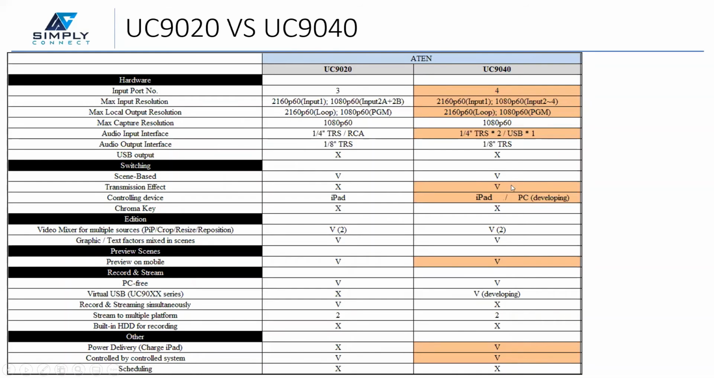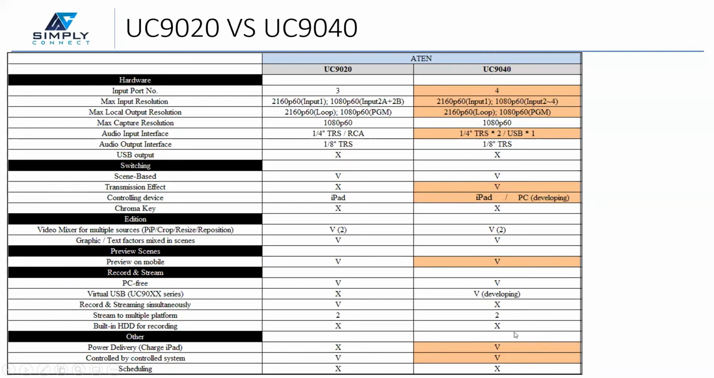Yeah. Then we have a transition. So transition is something which is newly added on as a feature for UC9040. And then a lot of people have been asking for it. When is the support for PC coming? So ATEN is developing the support for PC as well. So if you have bought the UC9040, in future ATEN will support the PC platform as well. So instead of having an iPad, you can just connect to the PC and then do the control of switching all this through the PC as well. Yeah.